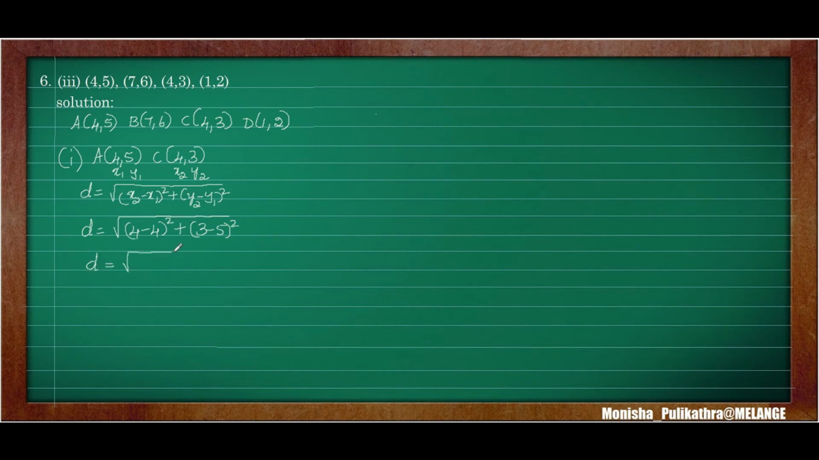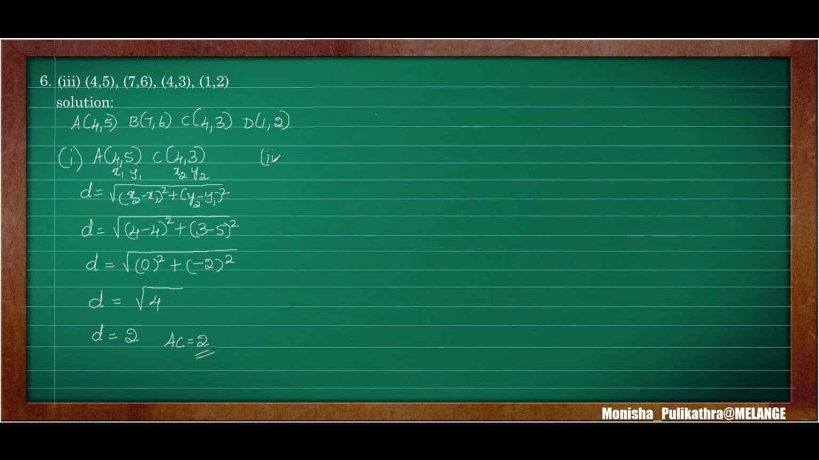So D is equal to square root of (4 minus 4 is 0) square plus (3 minus 5 is minus 2) whole square. Okay, 5 minus 3 is 2, where the larger number's sign is minus. So minus 2 whole square. So 0 square is 0 itself, so there is no need of writing it. Minus 2 square is 4. Okay, so the value of root 4 is 2. So the diagonal AC is equal to 2.